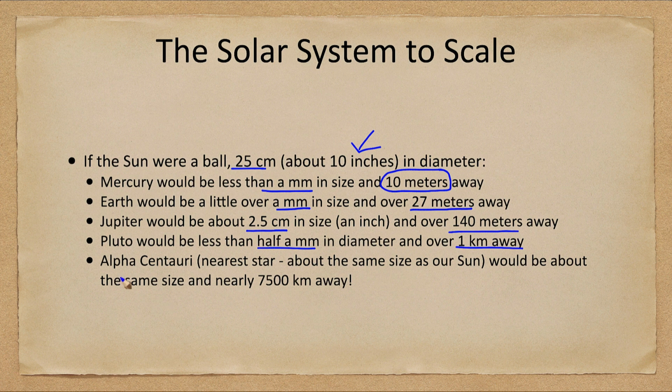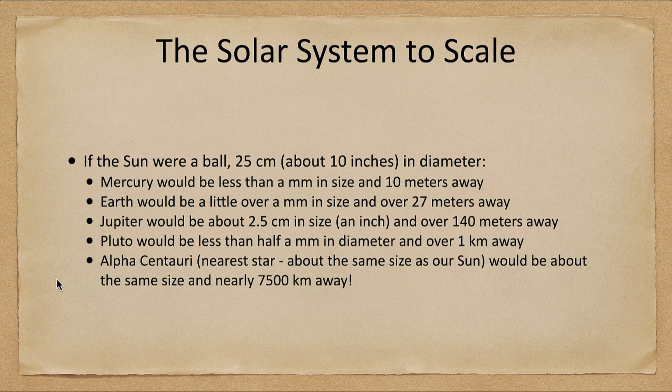Now, if we continued on, we'd have Alpha Centauri, which is the nearest star. It's close in size to our sun, so about another 25 centimeters, and would be 7,500 kilometers away. On the surface of the Earth, that's a good chunk of the way around. So in between those, just a few little specks. Again, most of the universe, as we looked at in previous solar system and the universe, is mostly empty space.